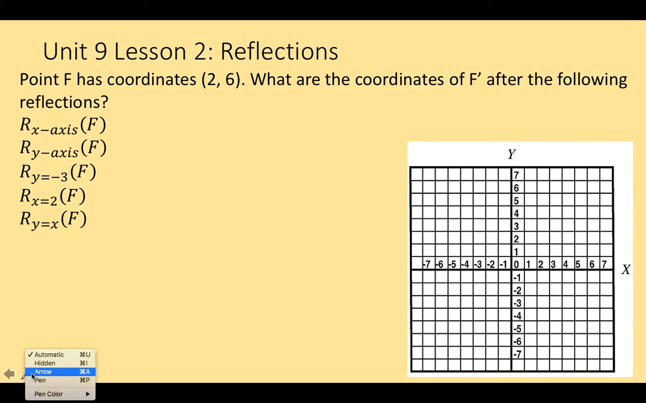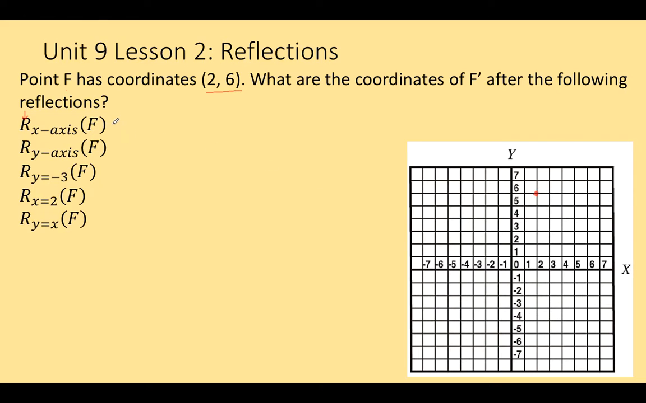All right, so the notation that we're going to use looks like this. If you see the capital R, that implies reflections. You'll have a subscript here, and that's going to tell you what line to reflect it over, and the thing that's in parentheses is what we are reflecting. And so, in this case, point F is what we're reflecting each time, and point F is at 2, 6. 2, 6 would be right here.